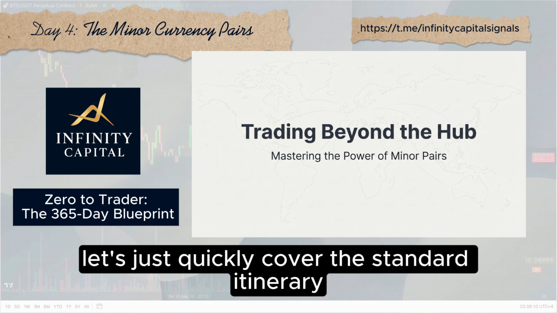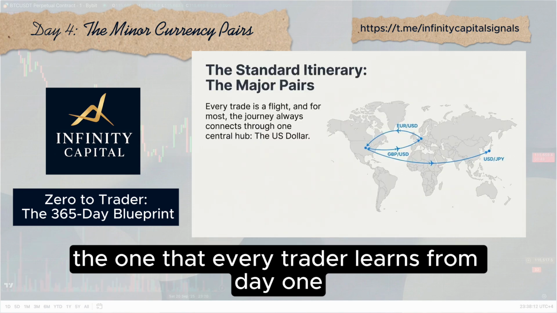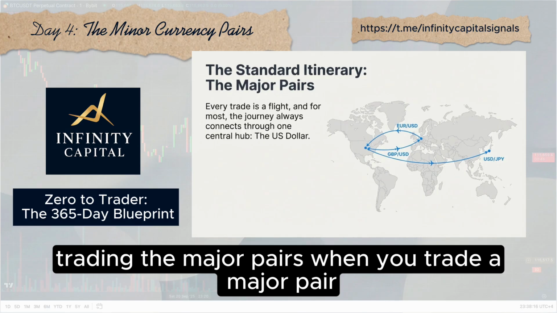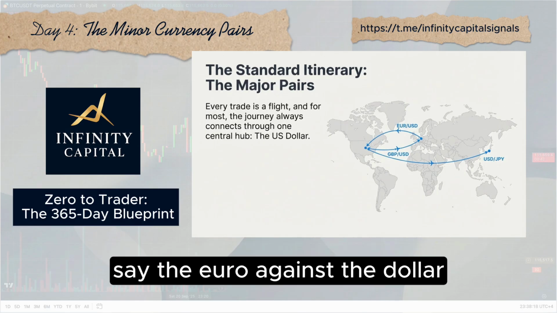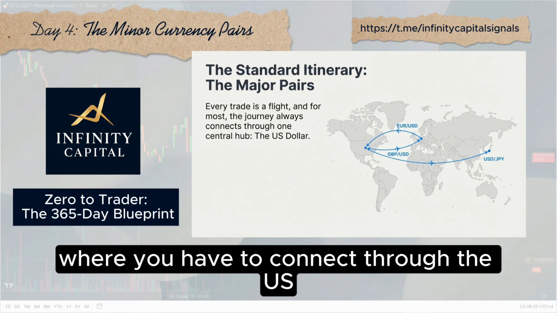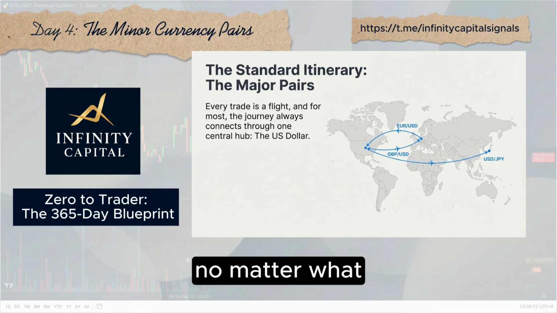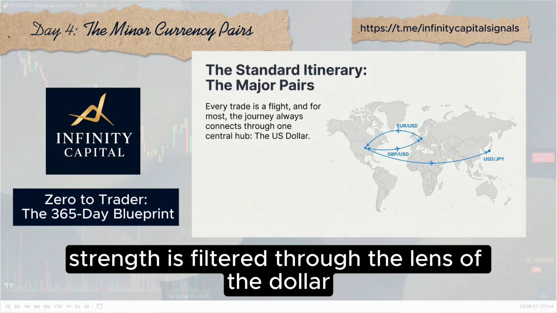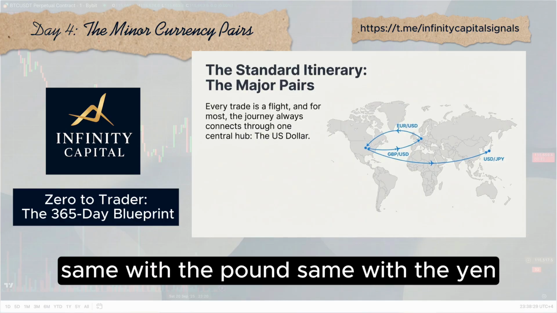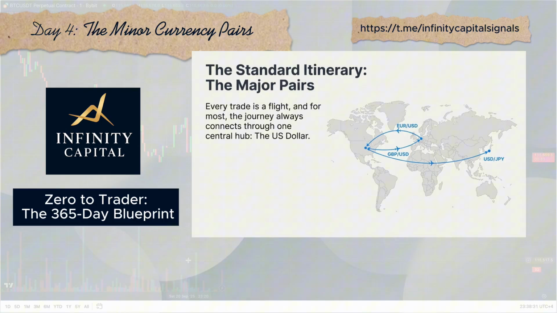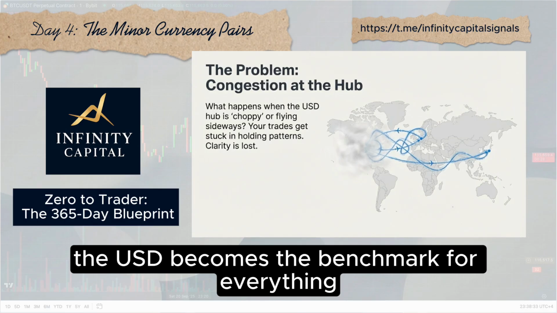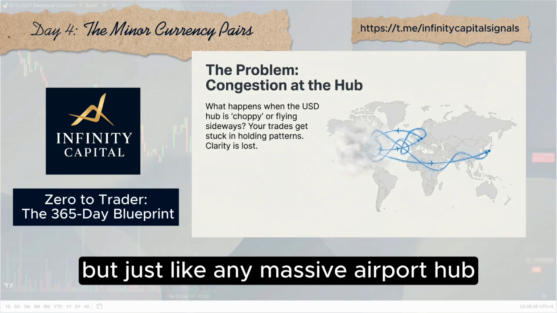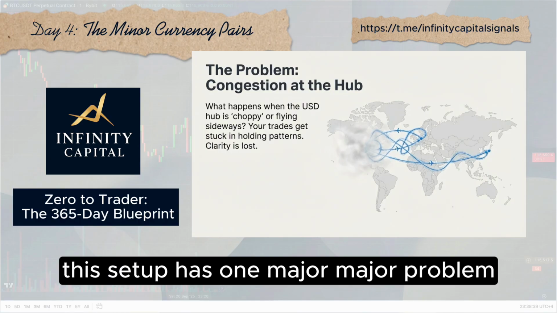So first, let's just quickly cover the standard itinerary, the one that every trader learns from day one: trading the major pairs. When you trade a major pair, say the euro against the dollar, it's kind of like booking a flight where you have to connect through the US no matter what. Your entire view of the euro strength is filtered through the lens of the dollar. Same with the pound, same with the yen. The USD becomes the benchmark for everything.